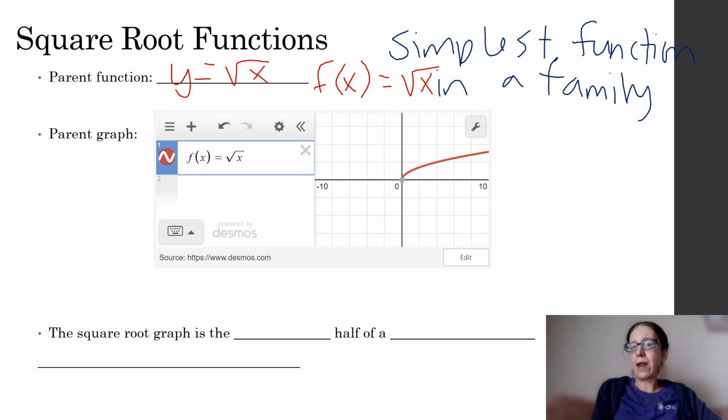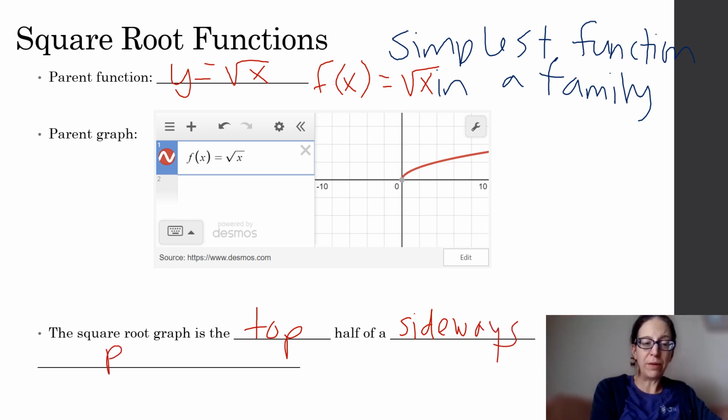Now, here's the connection between that and a parabola. The square root graph is the top half of a sideways parabola.